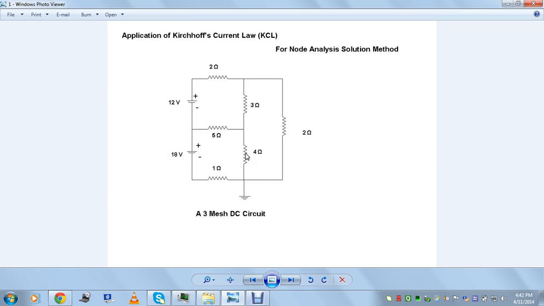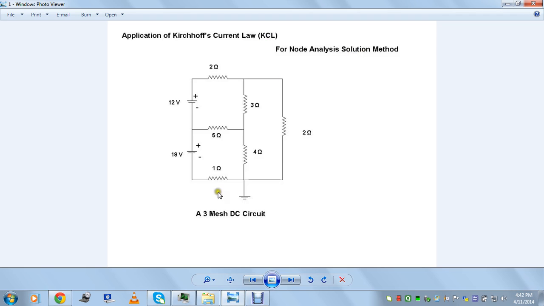The mesh is nothing but one closed loop. Here you can identify 3 such closed loops, so you can call it a 3 mesh DC circuit. This would be a lot easier when you apply Kirchhoff's voltage law. But in order to apply Kirchhoff's current law and study how it behaves through the circuit, we will study a node analysis solution method, which applies Kirchhoff's current law.